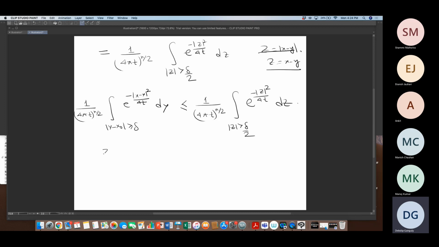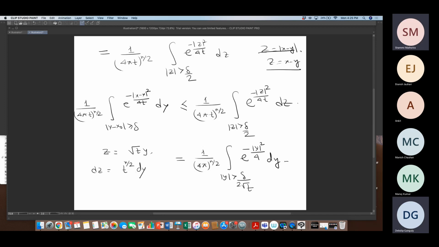Now you do the substitution. Z is equal to root t y. Then you will have dz is equal to t to the power n by 2 dy. If you do this, then it will be 1 by 4 pi whole to the power n by 2 integration over mod y greater than delta by 2 root t, e to the power minus mod y square by 4 dy. Is that okay?